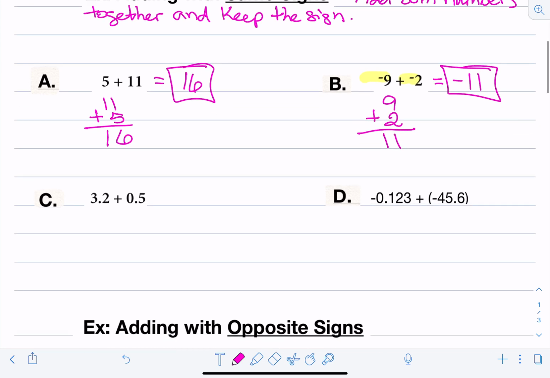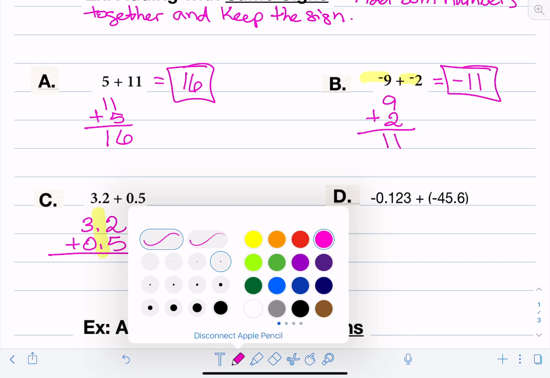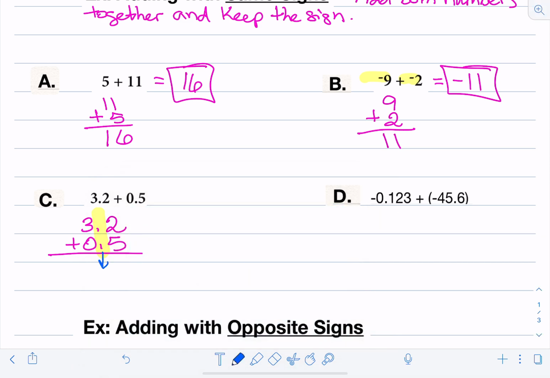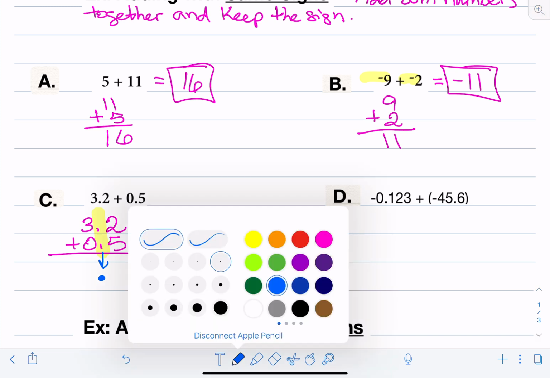For C, now we have 3.2 plus 0.5. Both decimals are positive, so once again we just add them together. So I'm going to have 3.2 plus 0.5. Remember, the key thing on decimals is that you have to make sure that the decimals are lined up together before you start adding. And wherever the decimals are, it just drops down in the same place for the answer. Okay, and now we can go ahead and add.